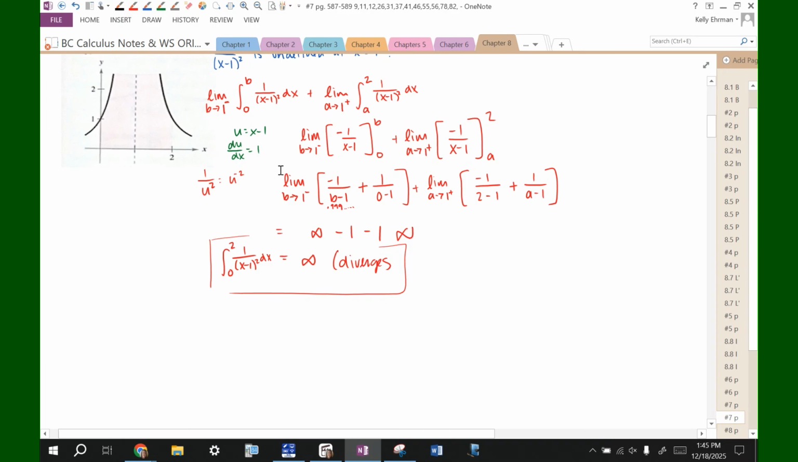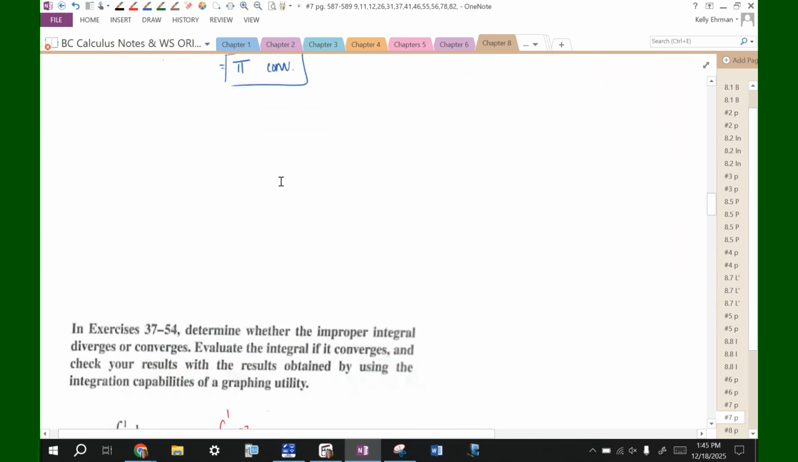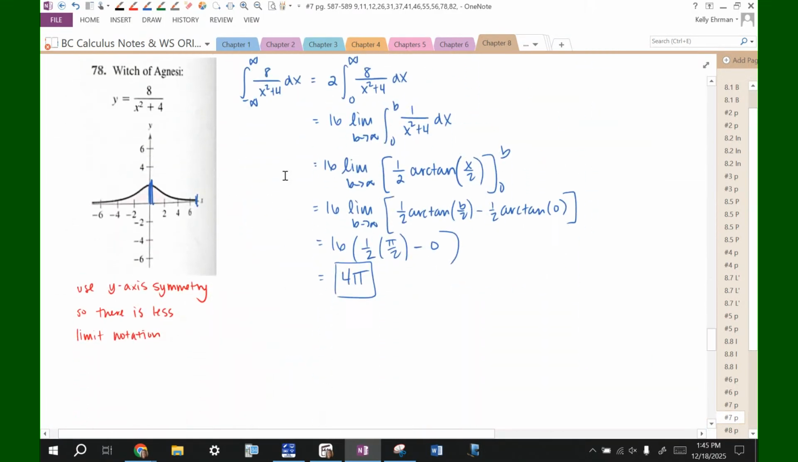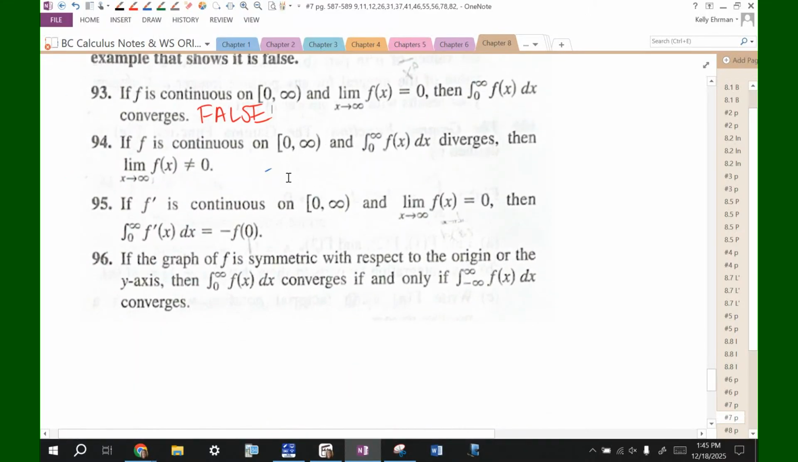So this is false because I could have any p integral where, let me go back to p integrals actually. Sorry. Kind of all over the place on this. P integral, I'm just going to write this. P integral where p is less than or equal to 1 makes this false. All of those diverge.